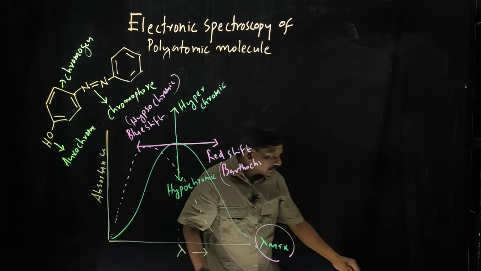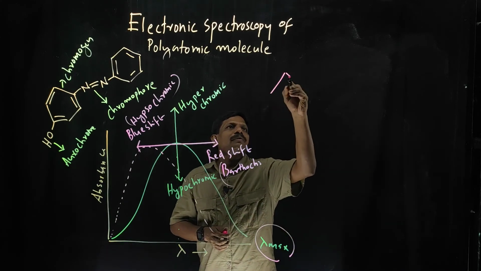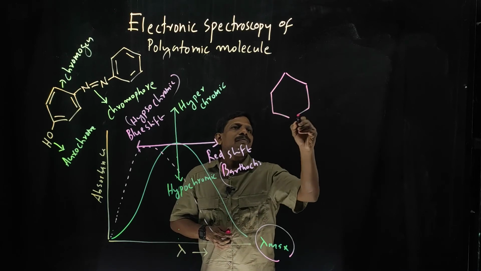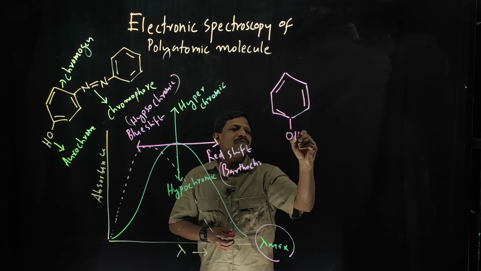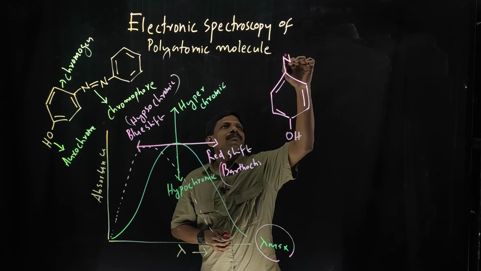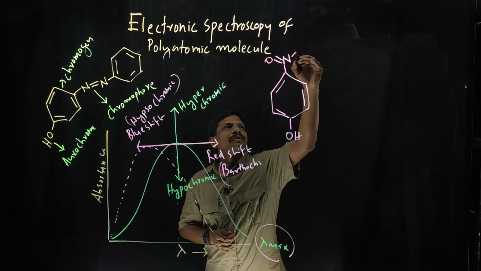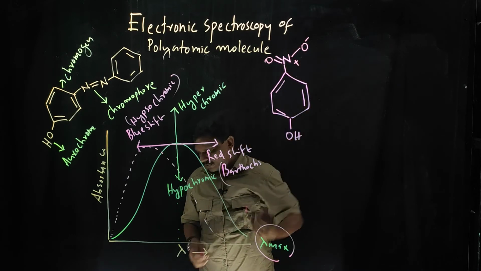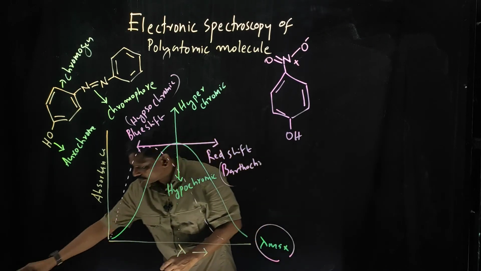So I am just writing nitrophenol here. Your nitrophenol, this benzene ring, and this is the OH, and this is your nitro group. This is your ortho.